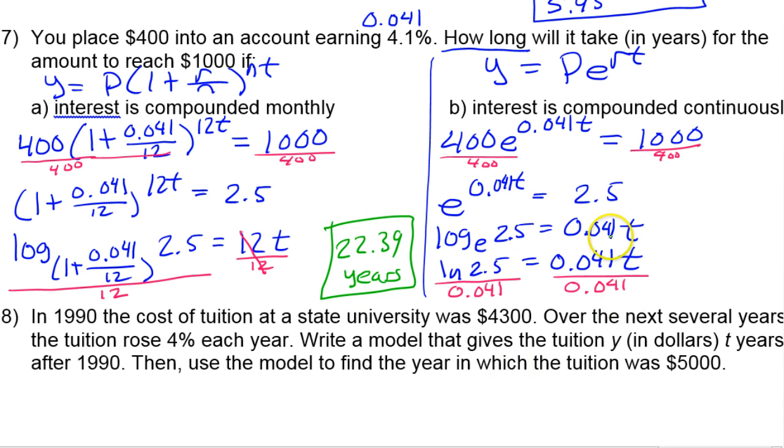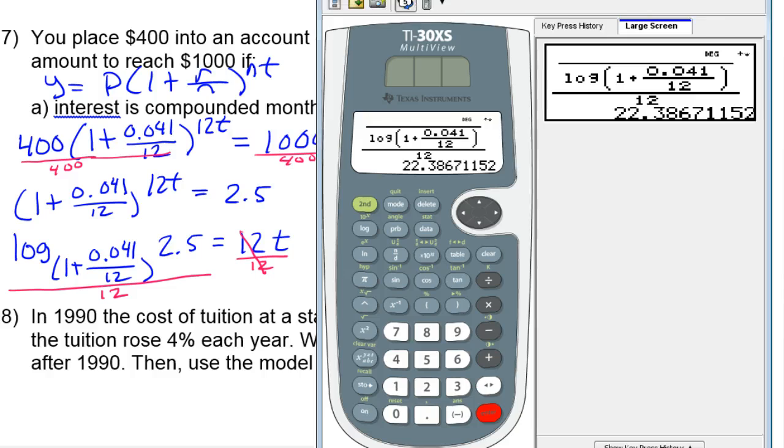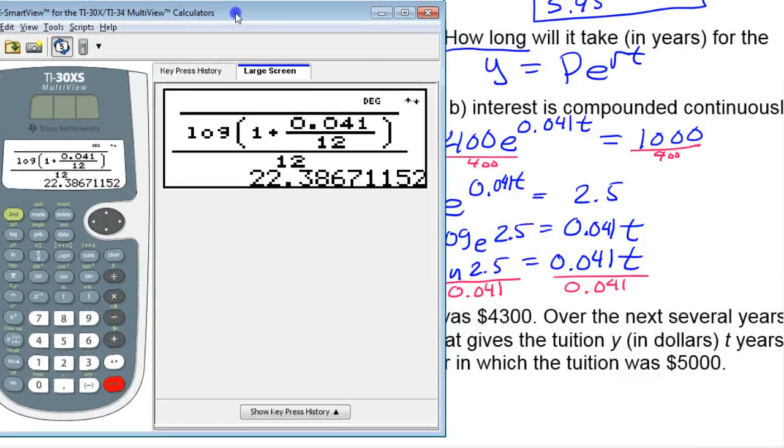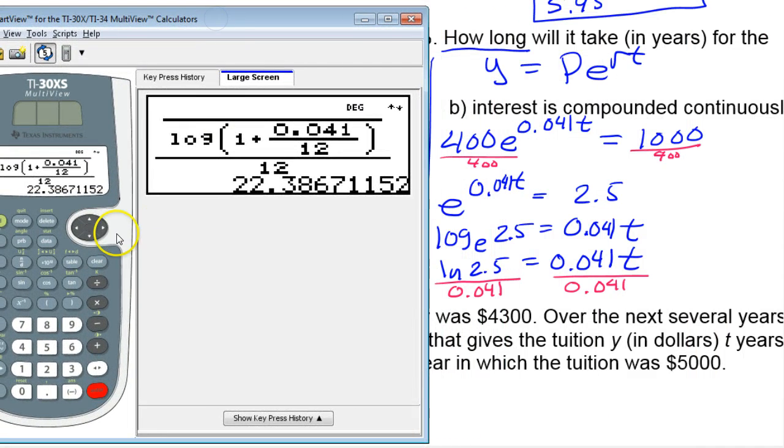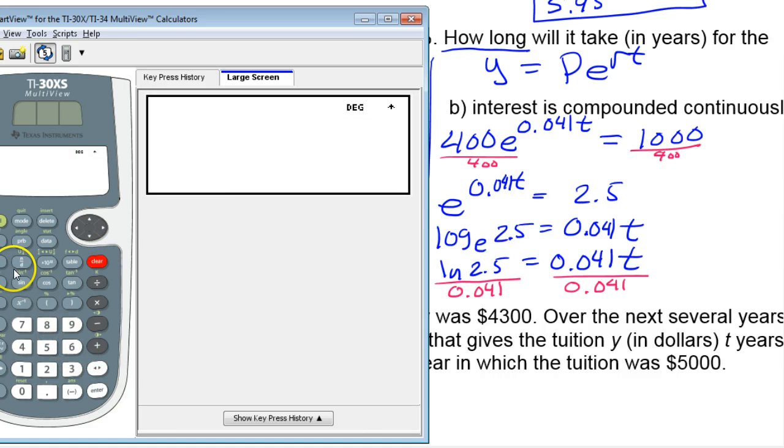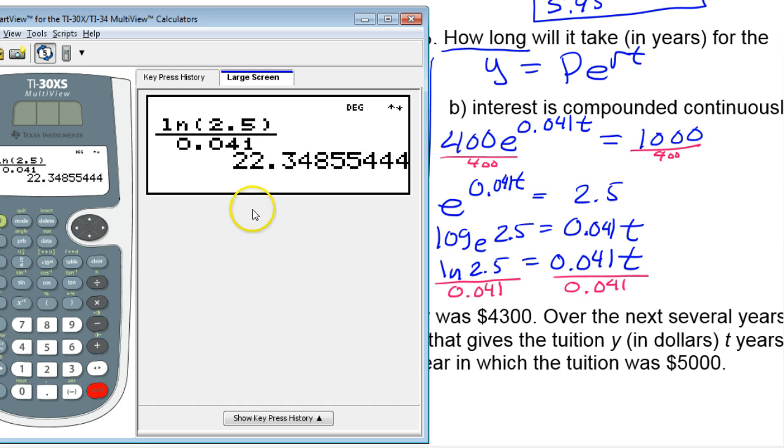The natural log version is a lot simpler. Natural log 2.5. Hold on, let me just move this over. So we'll just have natural log 2.5 over 0.041. And that's 22.35 if we round up.